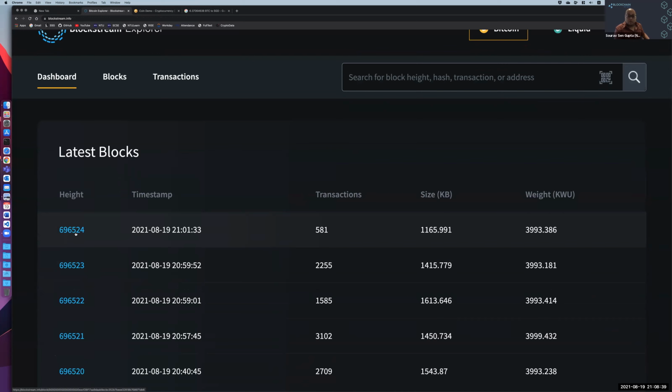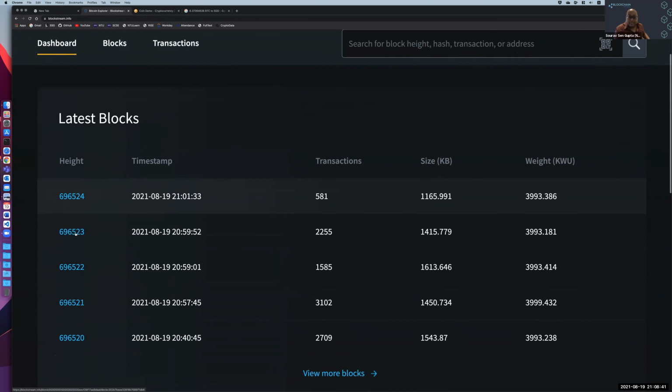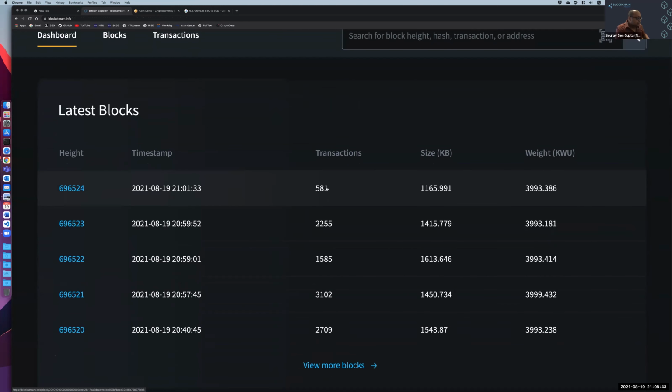696,524 blocks already recorded. And if you want to know the size of it, 581 transactions in the recent block, the size is 1165 KB, which is 1.1 MB. So it's about 2 MB per block, let's say. And if I say that's 2 MB per block and these many blocks are there, you can guess the size of Bitcoin's ledger right now. That's how big the Bitcoin ledger is. It's pretty large, right? It's about a terabyte or so.